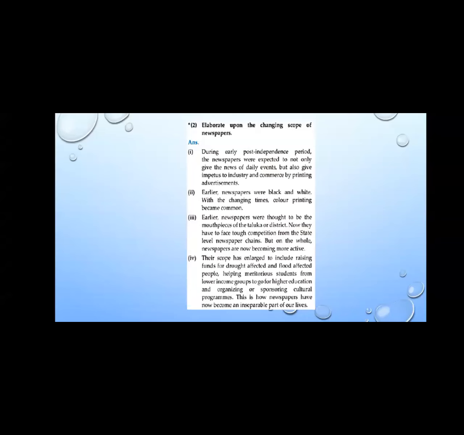Then the next question, the second one, is to elaborate upon the changing scope of newspapers. Again, you will mention the answer in points. Starting from the early post-independence period, newspapers were expected to not only give the news of daily events, but also give impetus to industry and commerce by printing advertisements. Earlier newspapers were black and white. With the changing times, color printing became common.